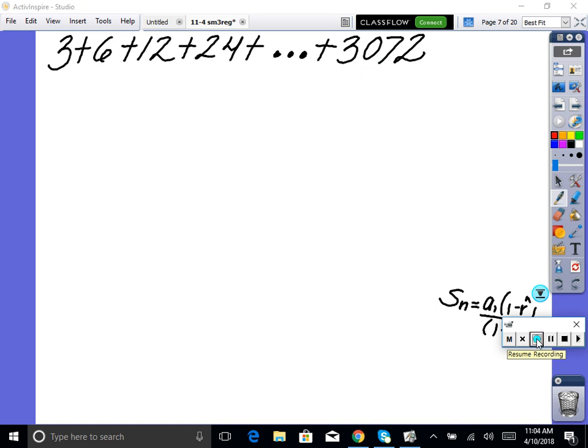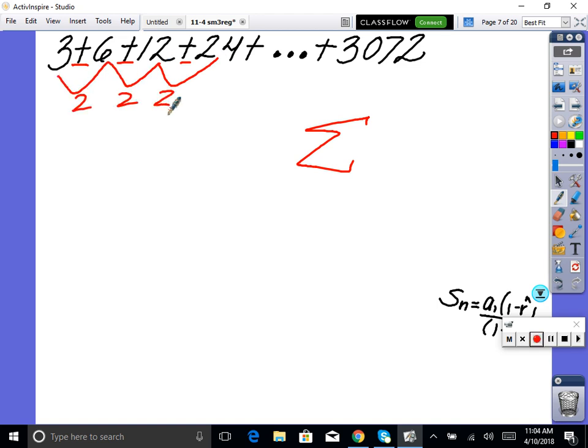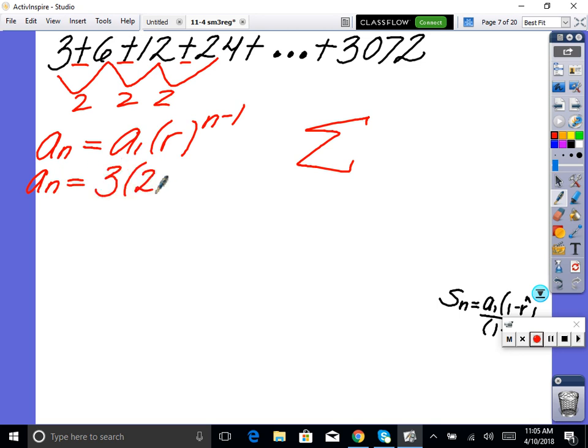So we're not doing anything different. It says find the sum. So that means we go off to the side and do our little summation sign. We put in our general formula. So you do this divided by this and so on. It's 2. So we'd say a sub n. The general formula is a sub 1 times r raised to the n minus 1. So a sub n is equal to a sub 1, which would be 3. Our r is 2 raised to the n minus 1. No difference so far.